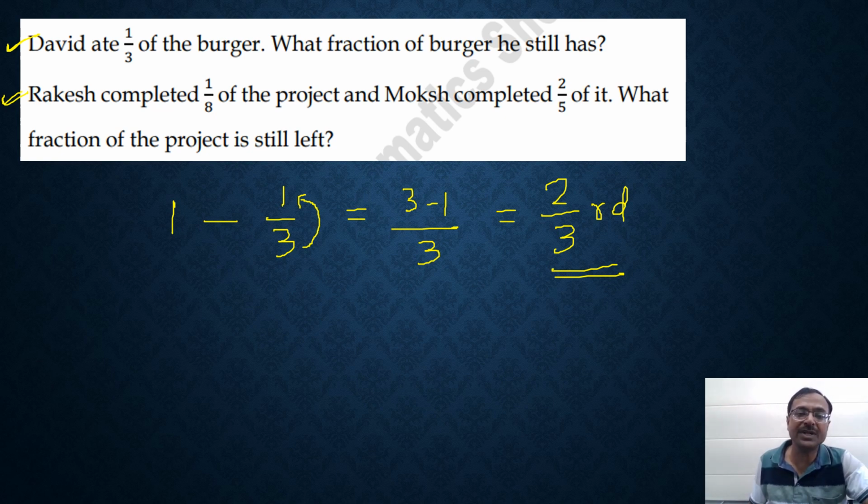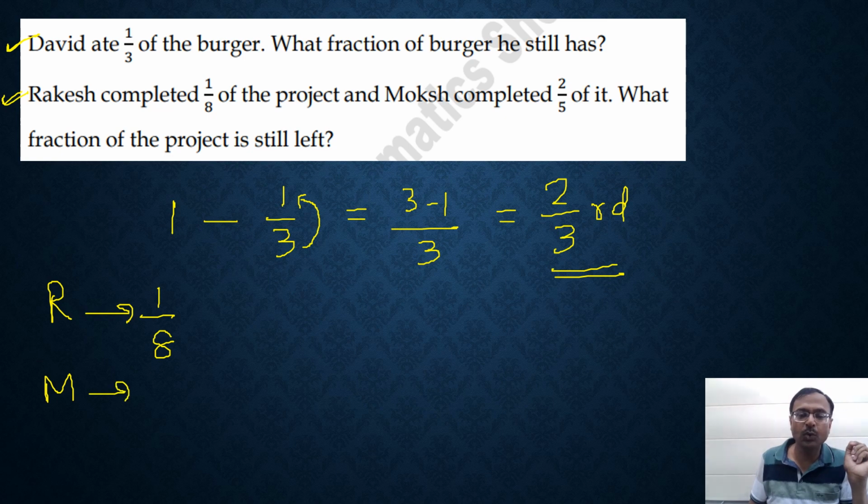What fraction of the project is still left? Okay, so there are two people who are trying to complete a project, and they have done a part of it. Rakesh has done 1/8 of the project and Moksh has done 2/5 of the project, right? So what fraction of the project is still left?